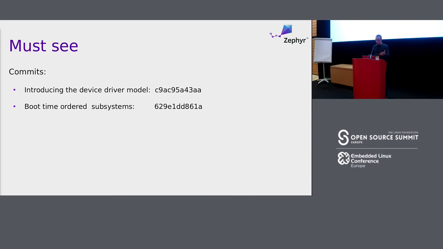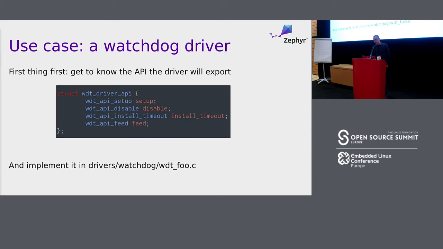And if you want to know more, I really advise you to take a look at these two commits. They are very short, very self-documented, and in a way quite elegant also. So let's take a look at a use case, what it takes for a device driver developer to do. First things first, you get to know the API your driver will export. For that, I decided to work on the watchdog because it's the simplest device driver API that we have at the moment. It's made of only four functions. As a developer, you just get to know these functions, and you implement your driver with that. So you go along with the signature, and you expose your hardware features through these four.